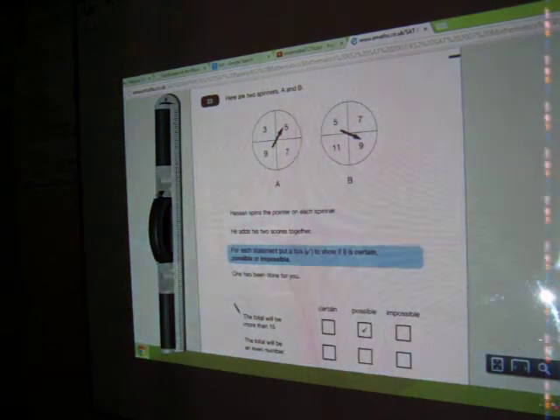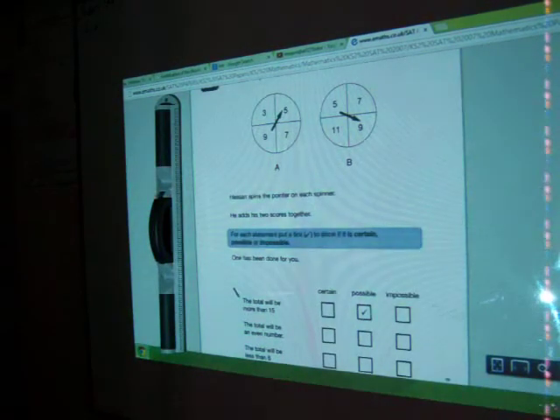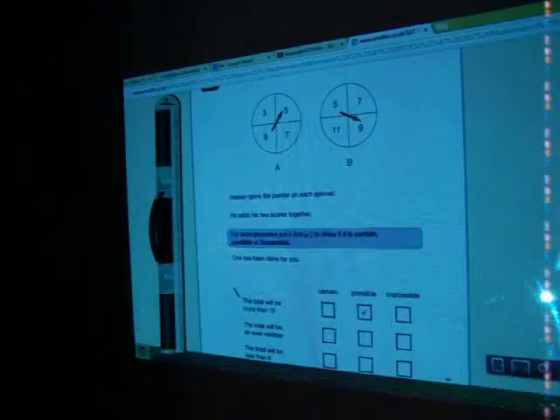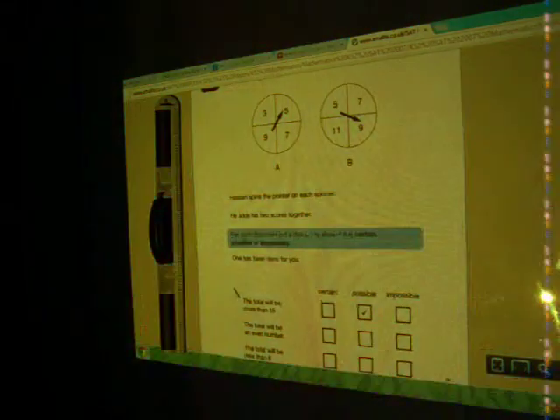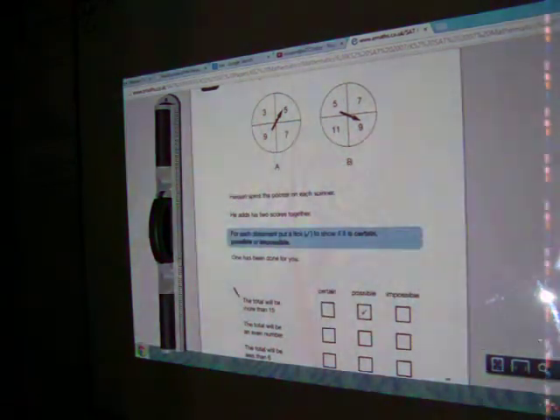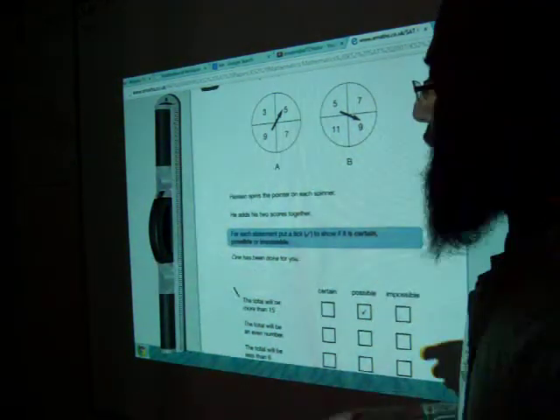Okay, here are 2 spinners, A and B. We need to finish, folks? Two questions there. Huh? 2 questions there. Not 2, 3. Yes, 3. Yeah, okay, no problem. Okay. Yes, 3. Okay, right. Okay, folks.